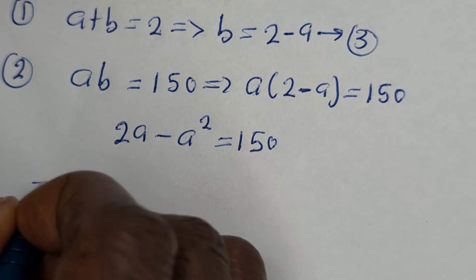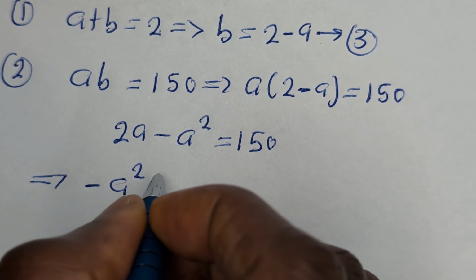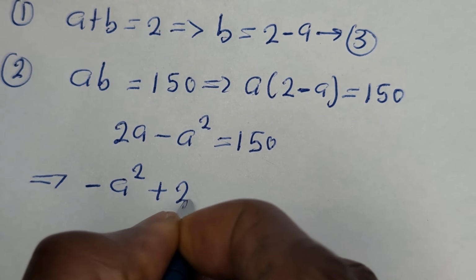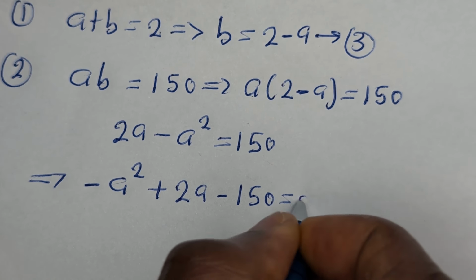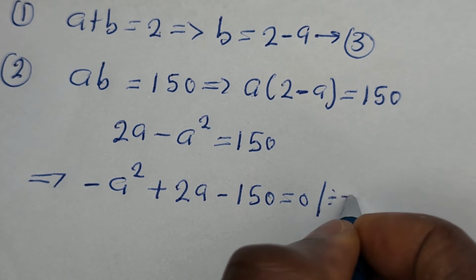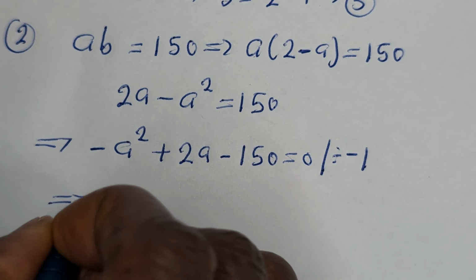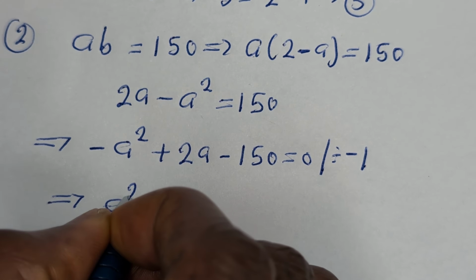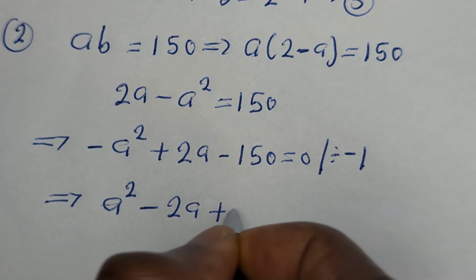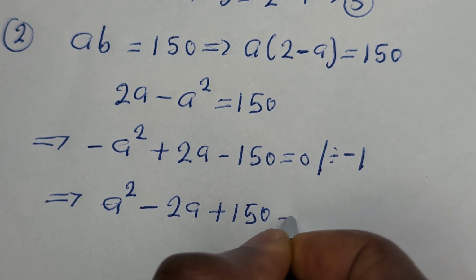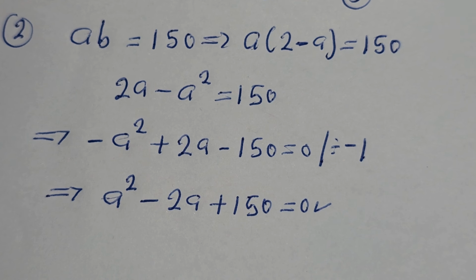Now this can be written as minus a square plus 2a minus 150 is equal to 0. Let's divide all through by minus 1. Then here we will have a square minus 2a plus 150 is equal to 0. This is a quadratic equation. Let us solve this using the quadratic general formula.